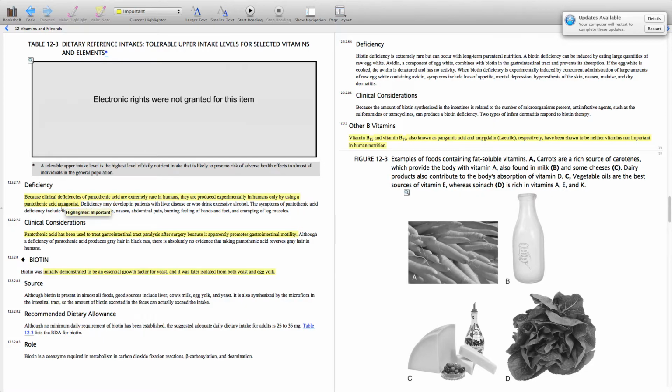Clinical deficiencies of pantothenic acid are extremely rare in humans. They are produced experimentally in humans only by the use of pantothenic acid antagonists. It's been used to treat GI tract paralysis after surgery because it apparently promotes GI motility.